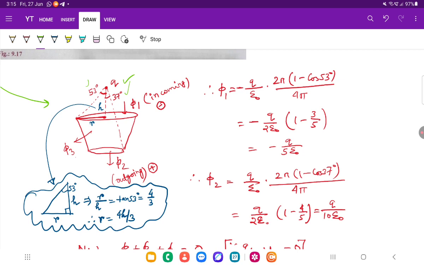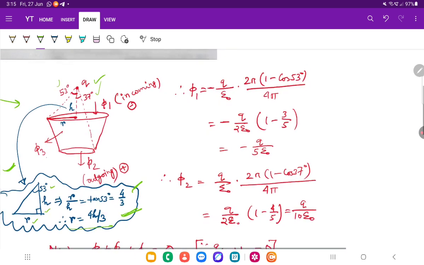So I have done one calculation here with the blue color. I have determined the radius of that upper cross section in terms of h using simple trigonometry. This one is r, this is h given, and this angle is also given 53 degrees, so r comes out as 4h by 3. I have done this because we'll need the value of radius of that cross section later on, right? So you will understand why we will need this value. So let's keep it aside first.